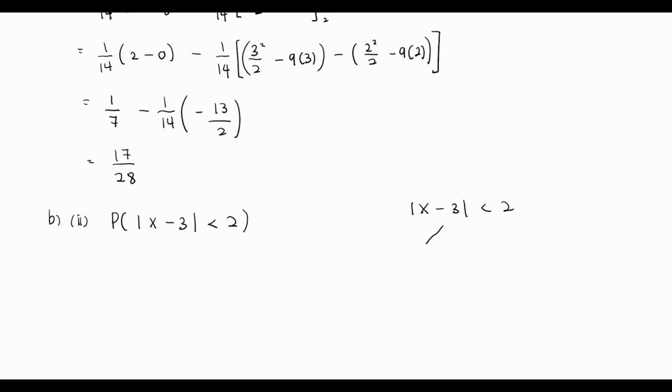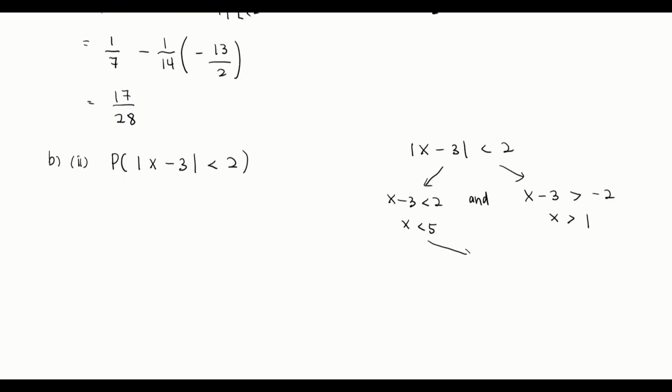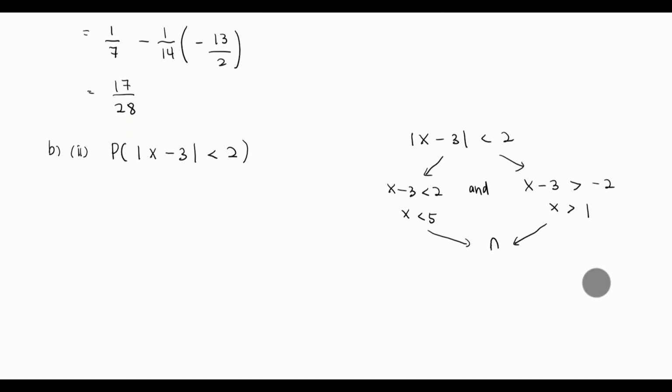So we can separate this. The first one is x minus 3 less than 2. Since this is less than, this is 'and'. And then x minus 3 greater than negative 2. So we can solve this. x is less than 5, and this one is x is greater than 1. So we need to combine these two solutions. Since this is 'and', we're going to use the intersection operation.